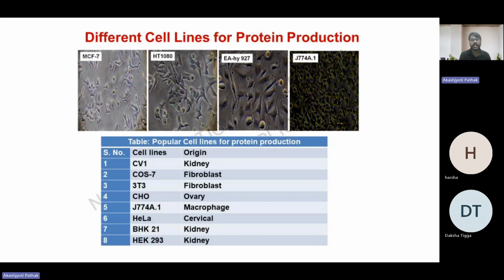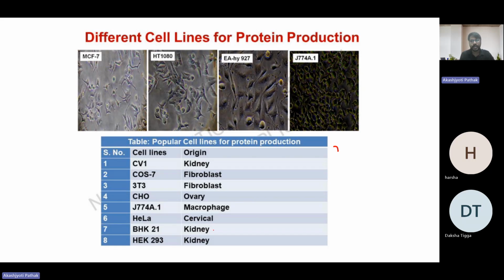Now these are some of the cell lines which you have to remember. Depending on the protein you want to express, you can use different cell lines. It can be a CV1 cell line, which has kidney origin. The COS7 cell line has fibroblast origin. The 3T3 cell lines are again fibroblast origin. CHO is the Chinese hamster ovary cell line. Then there are macrophage cell lines and the HeLa cell line. If you want to culture some cancer cell and see how the protein behaves in a cancer cell, then you can go for these different cell lines.